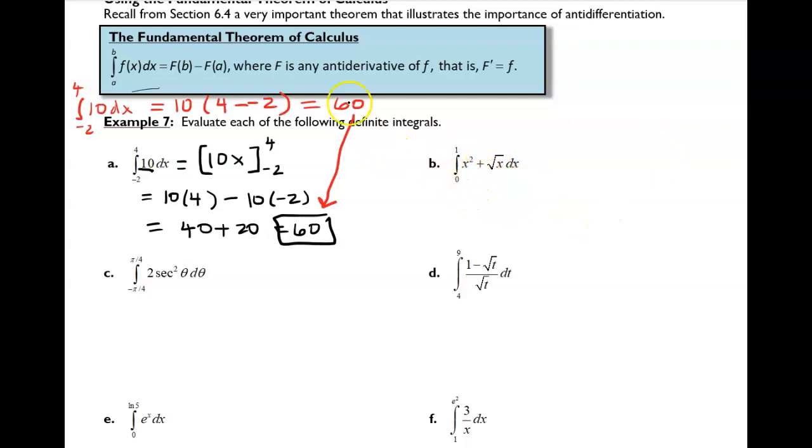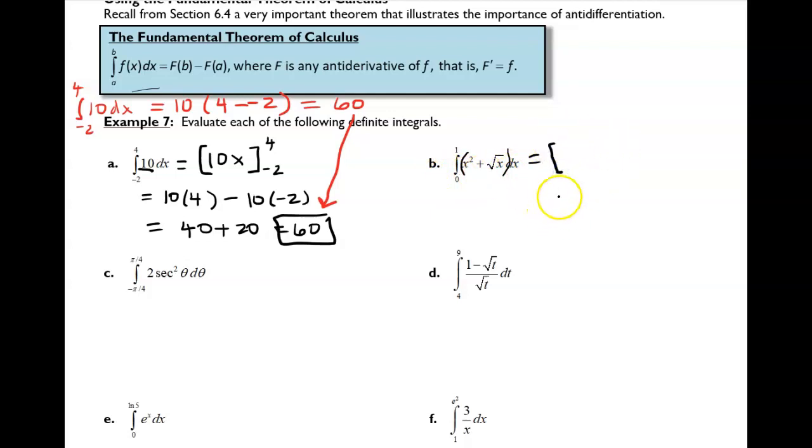Now let's get on to a more complicated function. In part B, we have the integral from 0 to 1 of x squared plus square root of x dx. Now again, I prefer parentheses there. You don't necessarily have to have them. The dx tells me where the end of the integral is, so I can tell everything that I'm integrating.